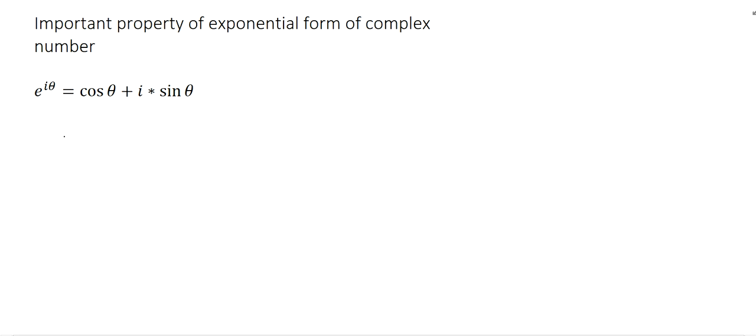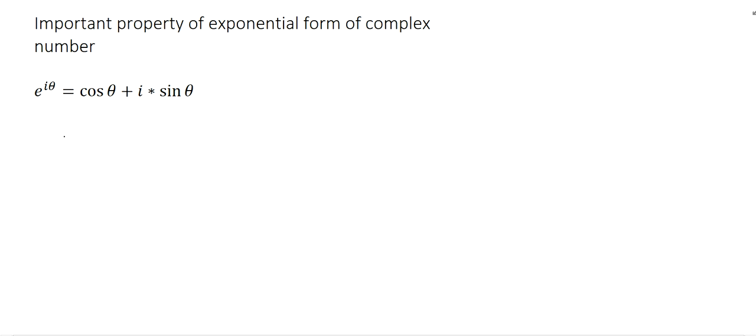In this video, I'm talking about an important property of the exponential form of complex numbers. In the last video, we learned the so-called Euler's formula, e to the i theta equals cosine theta plus i sine theta. This clearly shows a way of converting between the exponential form of a complex number into modulus-argument form and vice versa.